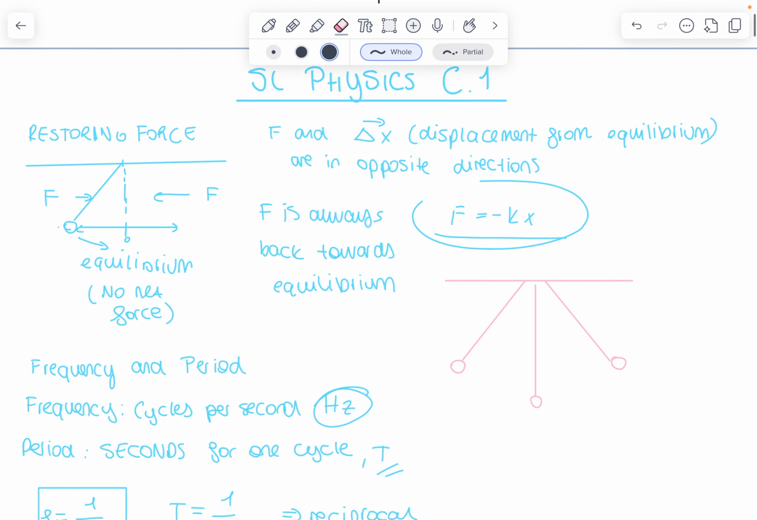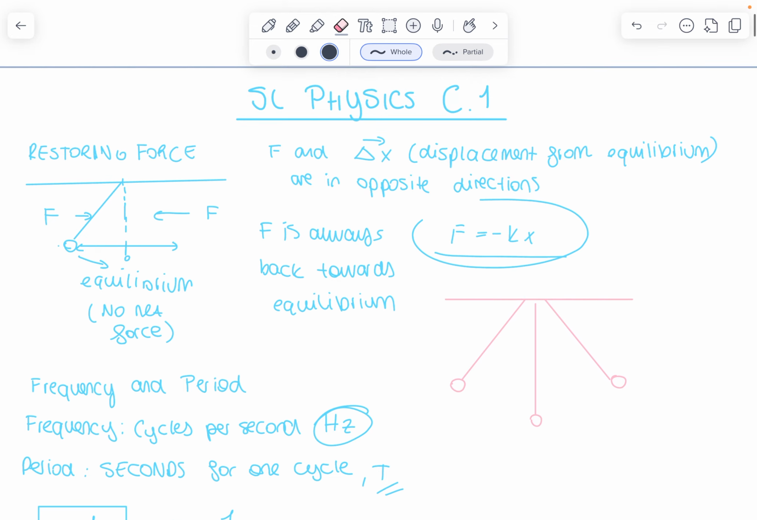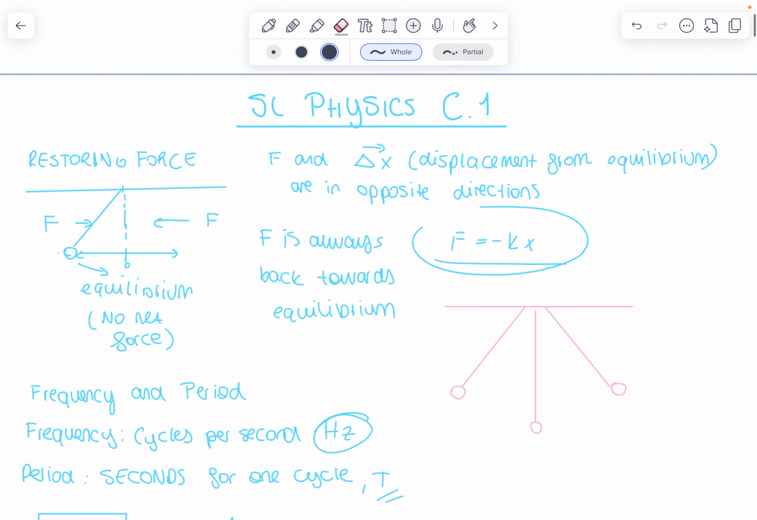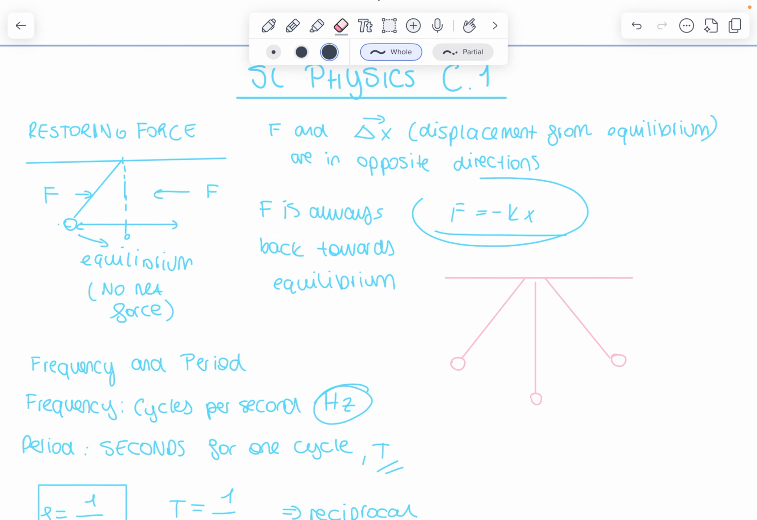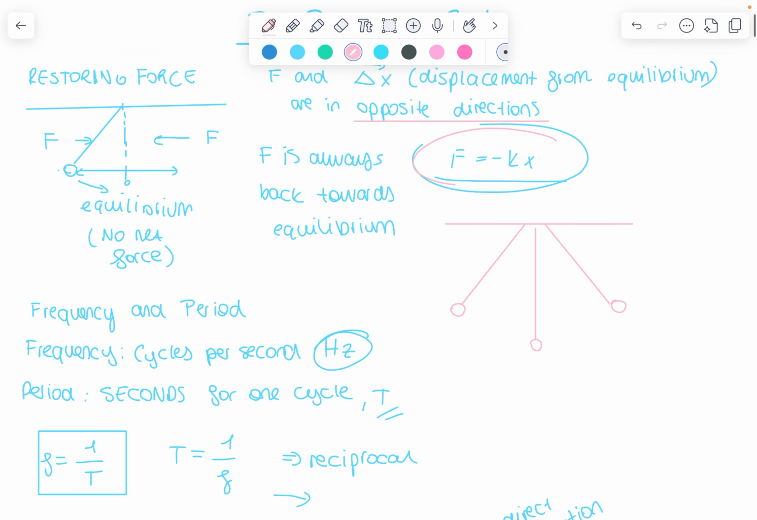And this is where the important idea comes in, the restoring force. A restoring force is always directed back toward the equilibrium. So basically, the force always tries to bring the object back to the center. That means if displacement is positive, force is negative, and if displacement is negative, force is positive. So we can say that force and displacement are always in opposite directions, as I said here. So that's why we write this formula.